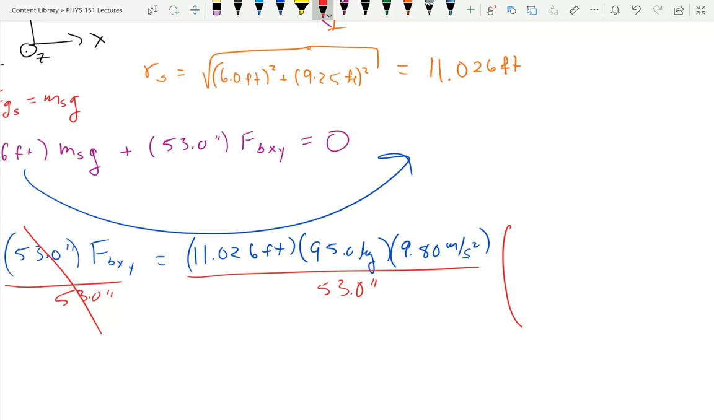So I have feet on top, inches on bottom. So let's multiply it by inches on top and feet on bottom. 12 inches to 1 foot. 12 inches to 1 foot. And so now if you multiply everything through, you will have the additional force necessary to counter that person.